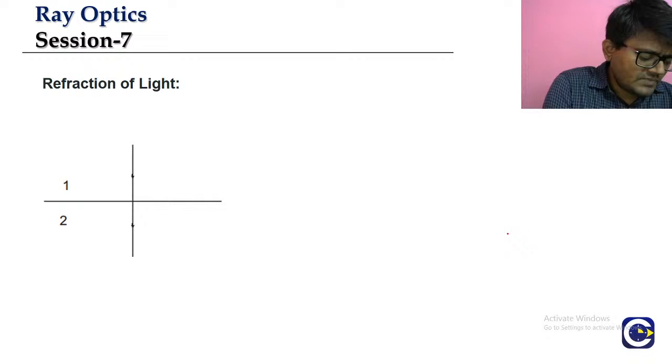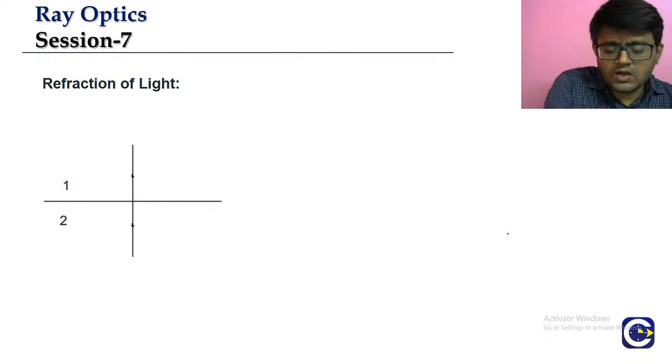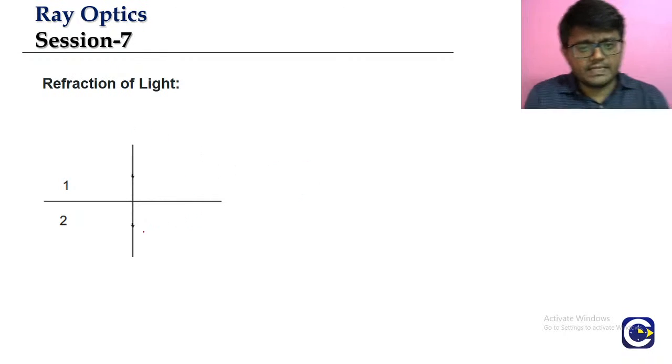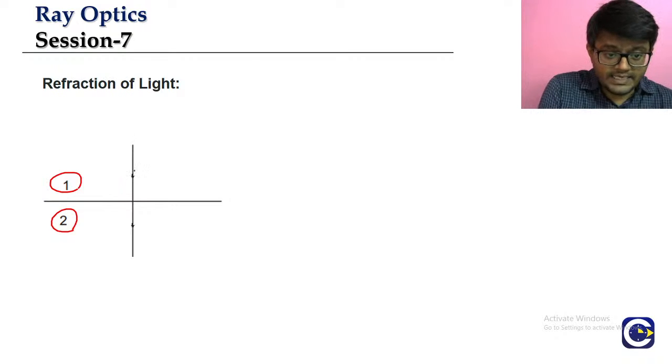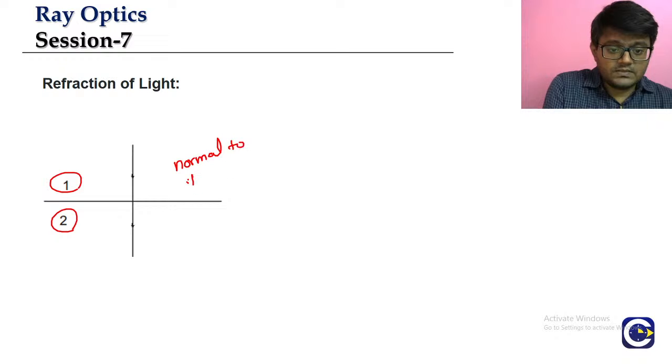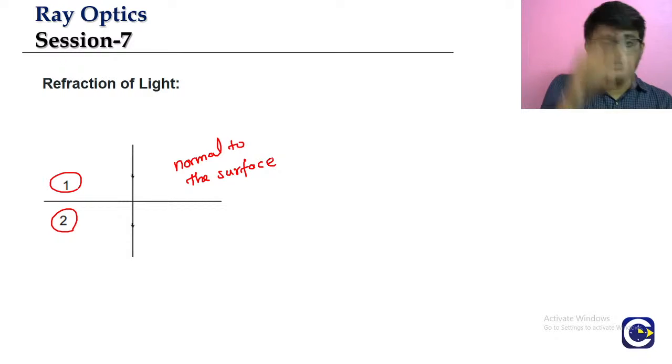See, the refraction phenomenon will come into effect when we are talking about light rays moving from one medium to another medium. Here we have medium 1 and medium 2. Let us say we are incidenting the light ray from medium 1, normal to the surface. So there is a surface between medium 1 and medium 2, and we are incidenting the light ray normal to the surface.